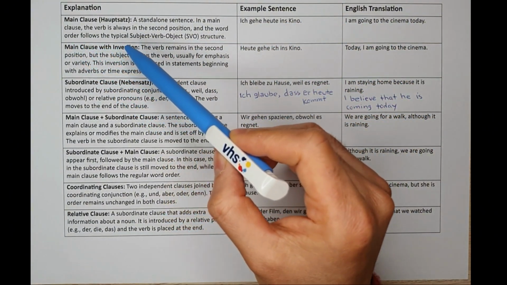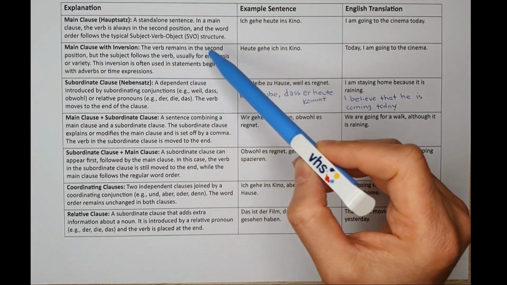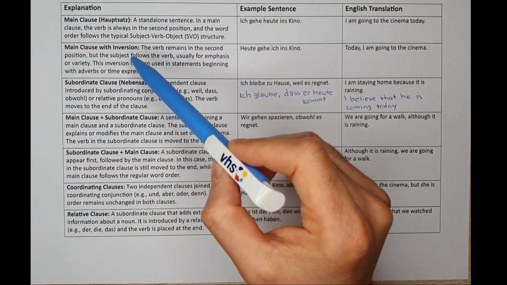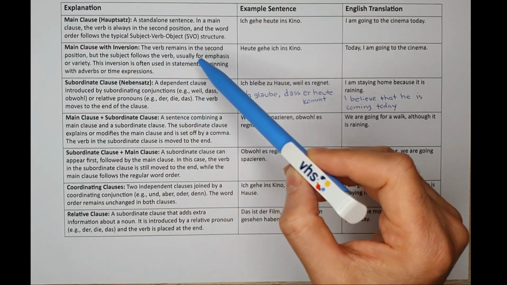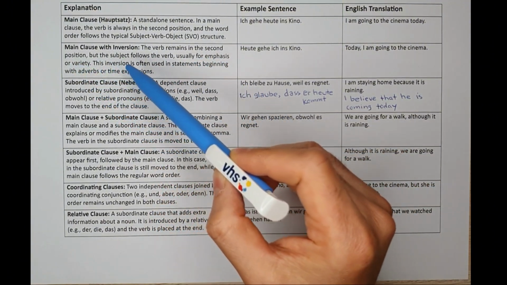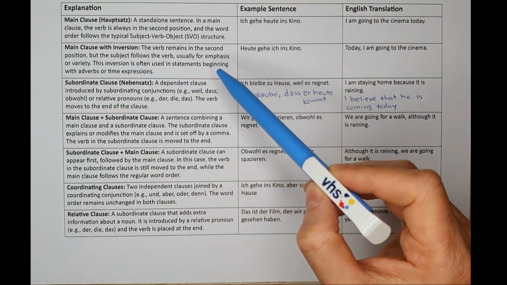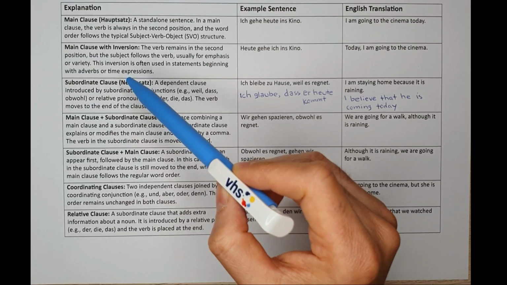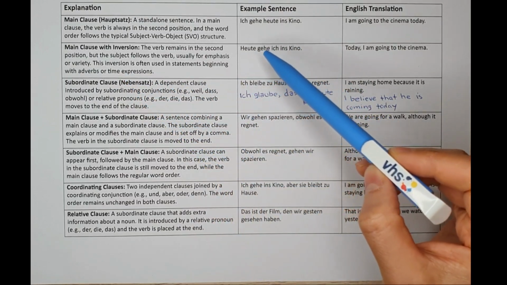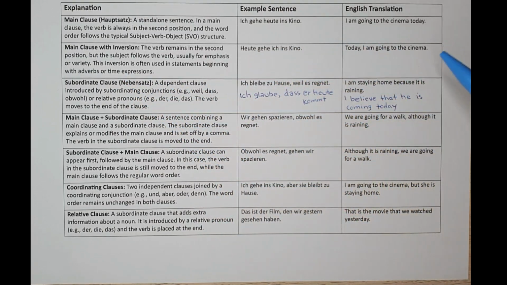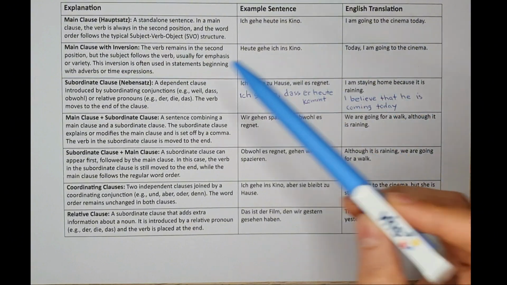Main clause with inversion. The verb remains in the second position, but the subject follows the verb, usually for emphasis or variety. This inversion is often used in statements beginning with adverbs or time expressions. Heute gehe ich ins Kino. Today I'm going to the cinema.